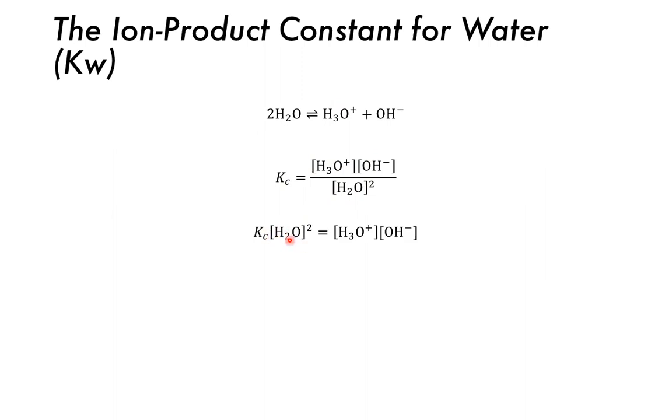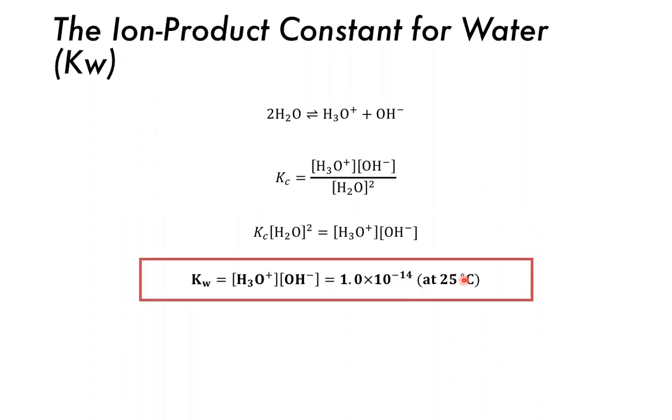So here we go, multiply through by the concentration of water squared, and then we get Kw, which is going to be equal to the concentration of H3O plus times the concentration of OH minus, which happens to equal 1.0 times 10 to the minus 14 at 25 degrees Celsius. Remember, the temperature can change our equilibrium values. Now, this 1.0 times 10 to the minus 14 at 25 degrees Celsius is a particularly important number, and we need to recall and remember that as a piece of knowledge that we can have. It's very important.